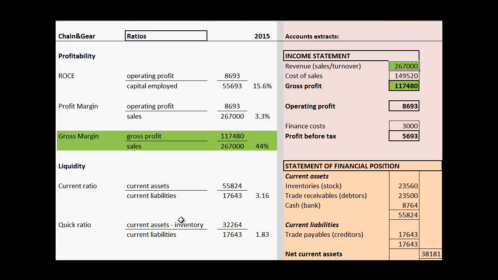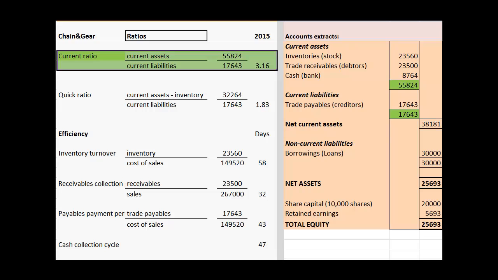Next, we're going to look at liquidity, and the first of these ratios is the current ratio, which is our current assets divided by our current liabilities. In this case, our current assets, 55,824, as we see here, comes straight from our statement of financial position, and our current liabilities are 17,643. If we divide one number by the other, we get 3.16, which says that our current assets are 3 times greater than our liabilities. So it appears that we could meet our short-term liabilities.